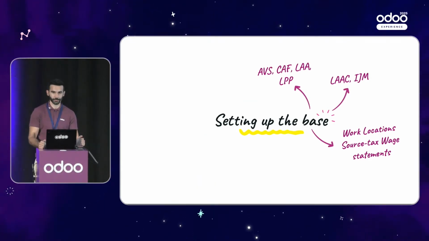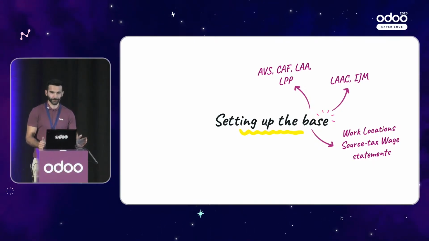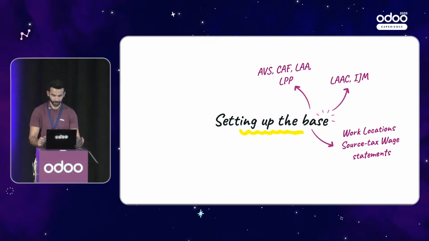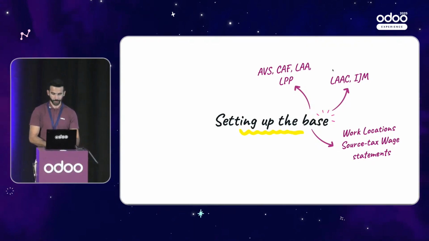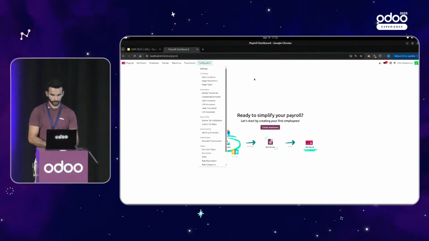So the first step, the funniest one, the favorite part of my job, is to encode insurance amounts and percentages, of course. And I know it's boring, but it's a very important step that you have to follow thoroughly to get everything correct. So we'll jump into our database.